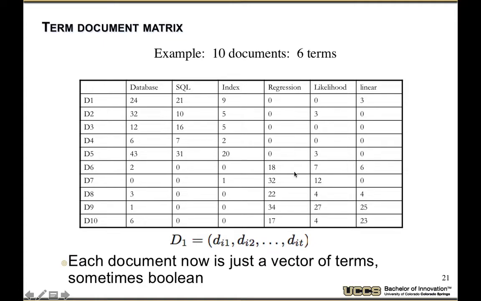In this case, we're doing full counts. You could also do this with just Boolean. It's just not generally as effective if you only do Boolean.